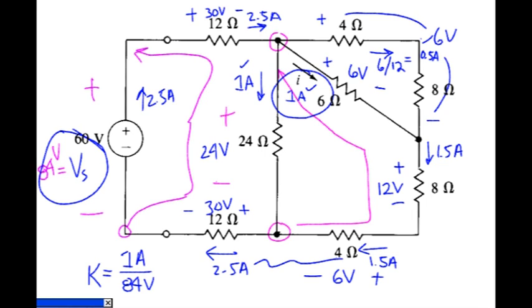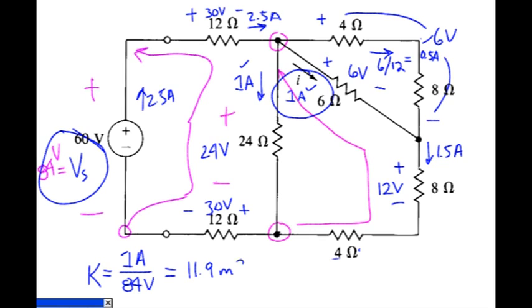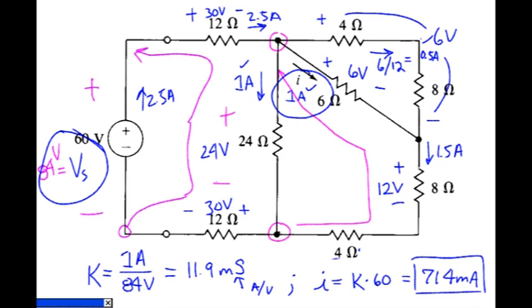I'm going to clear out the lettering right here, and this value is 11.9 millisiemens. Remember, Siemens is the same thing as amps per volt. So knowing my proportionality factor means that I can write the original requested quantity I as the proportionality factor times the input voltage, and we end up with 714 milliamps.